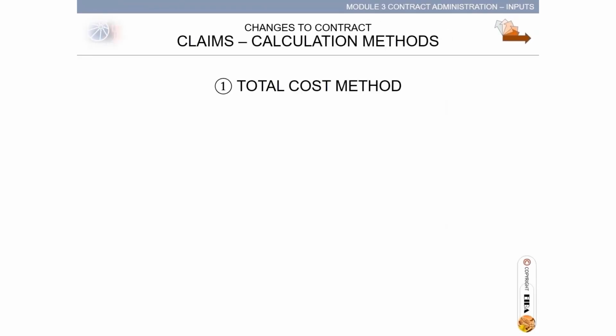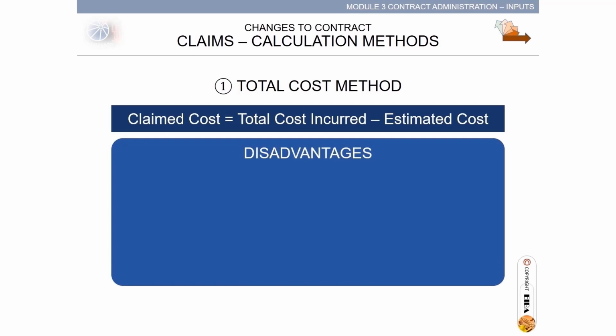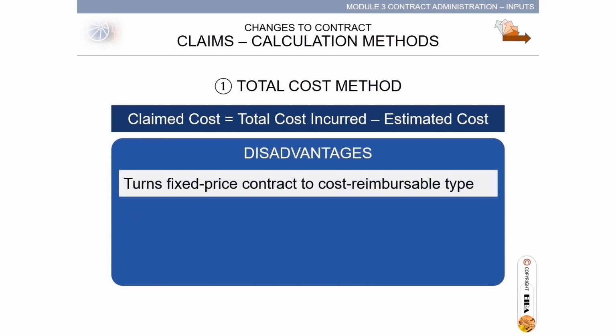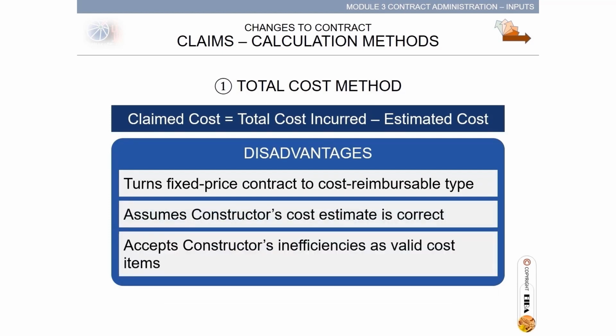First, the total cost method. The claim cost is equal to total cost incurred minus estimated cost. The disadvantages of this method are: it turns a fixed price contract to a cost reimbursable type. Assume constructor's cost estimate is correct. Accept constructor's inefficiencies as valid cost items. Straightforward, but owner needs to put more effort to analyze the claims.